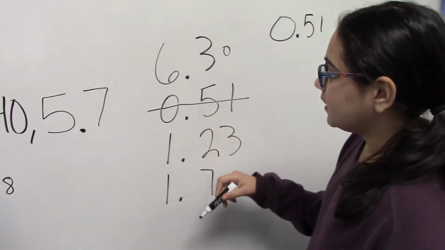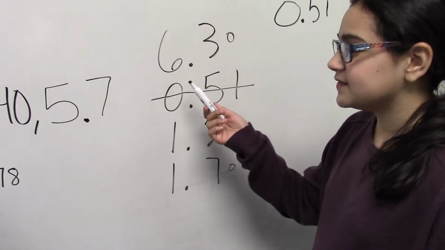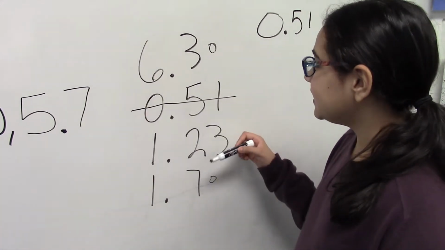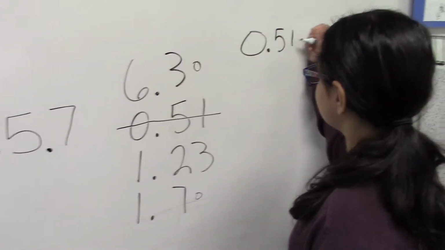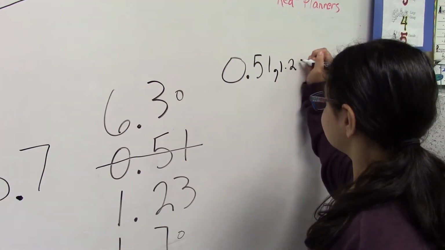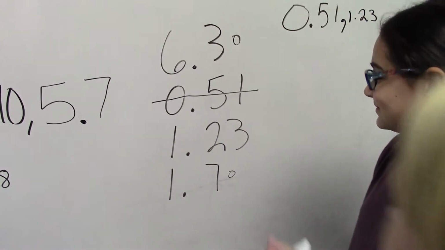Then you look again. Two of these numbers are the same, and they're both the least out of 6. So you go to the next row, and you look. What's the least? 1.23 would be next. So you're going to cross that one out.